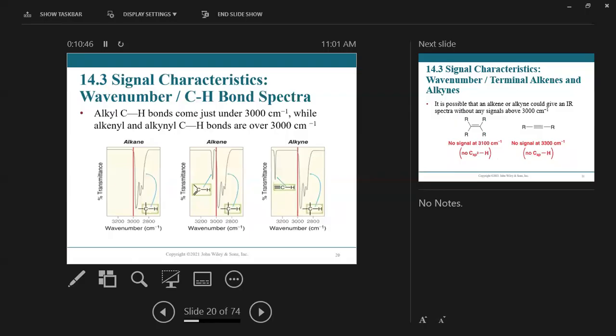All right. The alkyl carbon-hydrogen bonds come just under 3,000, while alkenyl, so double bond, and alkynyl triple bond, are over 3,000. You can see that right here. This one's coming above 3,200. This one's coming a little after 3,000. This one comes below 3,000 on the alkane.